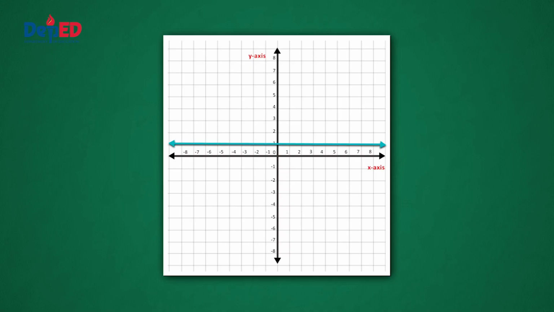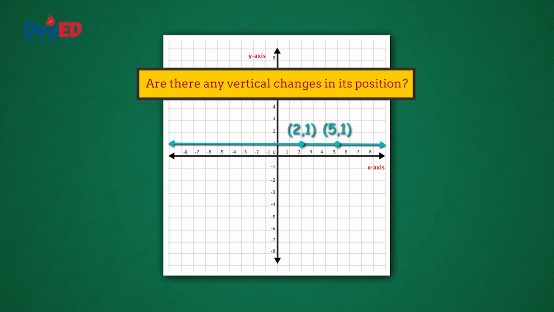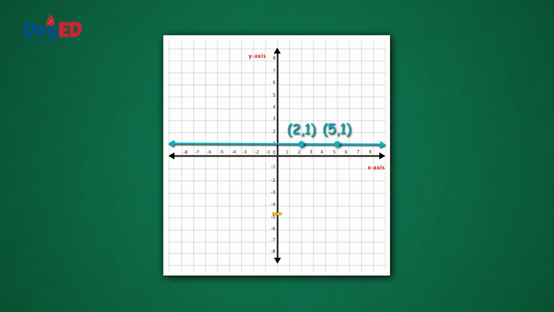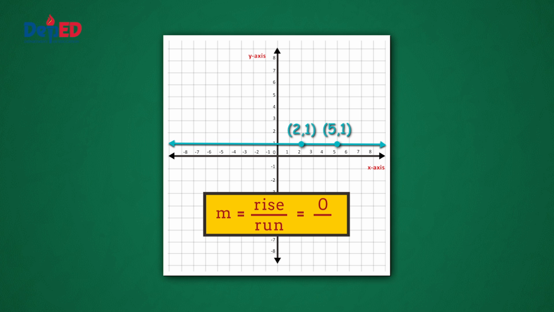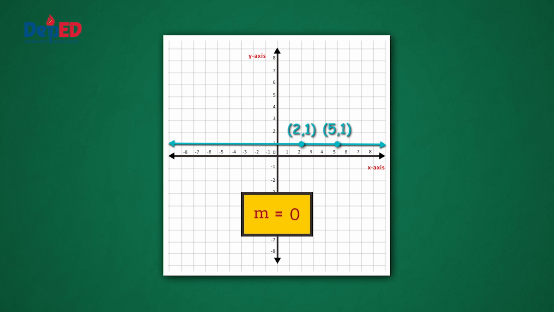What about the slope of a horizontal line like this? Let us take 2 points, (2, 1) and (5, 1). Now, are there any vertical changes in its position? There are none, so the rise is 0 units. And for its horizontal change, it is 3 units. Hence, the slope is 0 over 3 units, which simplifies to 0. Thus, the slope of the horizontal line is 0.